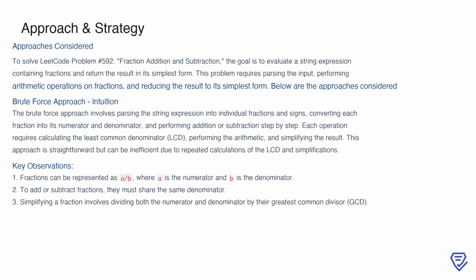To combine fractions, we calculate the least common denominator, perform the arithmetic on the numerators after adjusting them, and simplify the resulting fraction by dividing both numerator and denominator by their greatest common divisor. The brute force approach is straightforward and easy to grasp, but it involves a lot of repetitive calculations, especially for the least common denominator and greatest common divisor, which can make it inefficient for longer inputs.